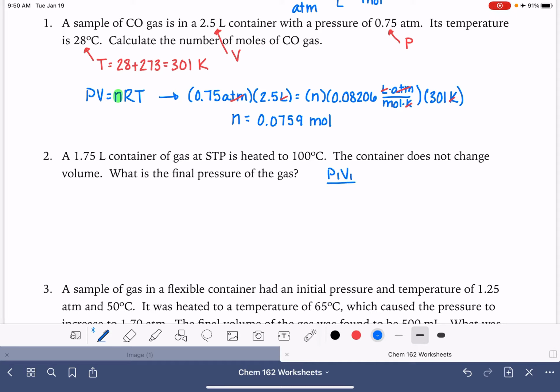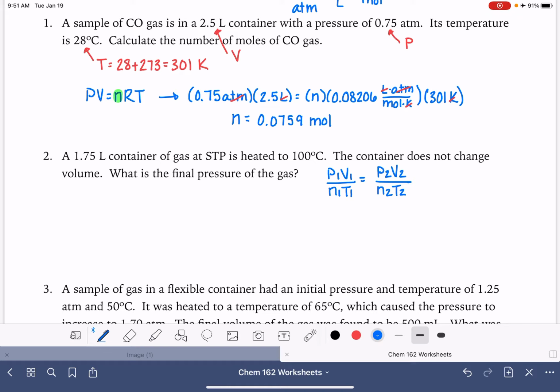P1 V1 over n1 T1 equals P2 V2 over n2 T2. So this is called the combined gas law. In the combined gas law, this allows us to account for any of these variables that are changing under whatever conditions we have. So again, let's go through the problem and kind of isolate or identify what our variables are.